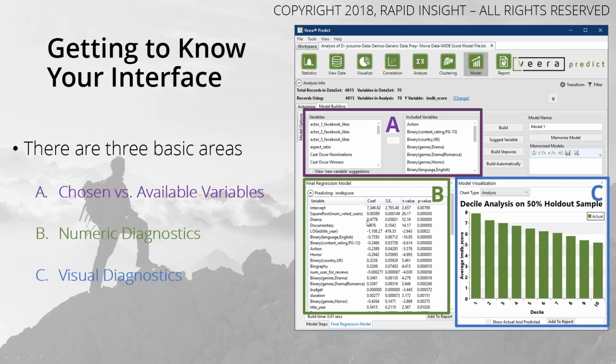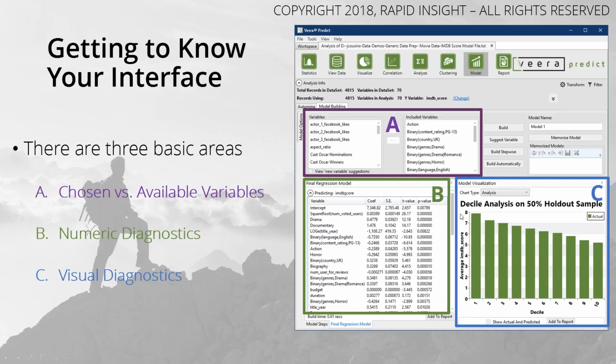There is also the numeric diagnostics, and I will admit that this is something that is much more granular. I'm going to be focusing on the actual day-to-day takeaways that you can find from this pane, so I'm not going to necessarily cover the exact definition of a t-value or a p-value, but I will explain what that means for you as you're trying to build a better model.